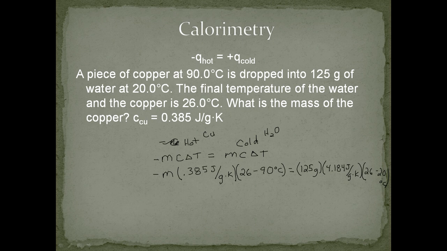Anyway, if we take an intermediate step, we would have negative M times negative 24.64, and we notice the C again is equivalent to the K, so we're left with joules per gram. It's going to equal 3,138 joules. You notice the negative and the negatives cancel to make that positive. We divide both sides by 24.64 joules per gram, and we end up with 127 grams. And again, that is for the copper.